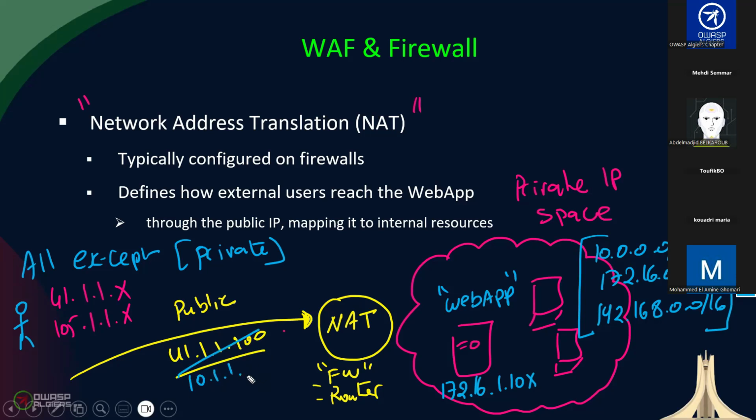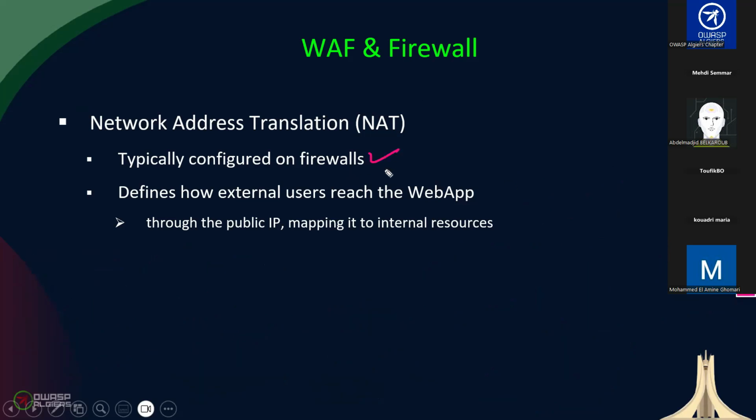It removes the destination 41.1.100 and replaces it with 10.1.1.100, from the public to the private. So here you can see that it's typically configured on firewalls. This is what we said. It defines how external users reach the web application. And remember, it's always done by mapping between public IPs and internal IP addresses for your resources. And this is what we're going to do using the firewall that we will deploy.